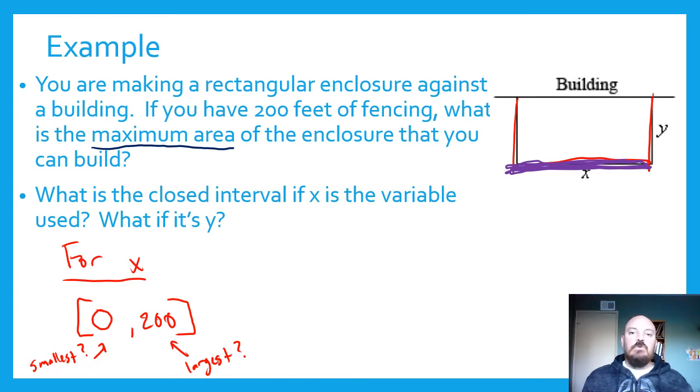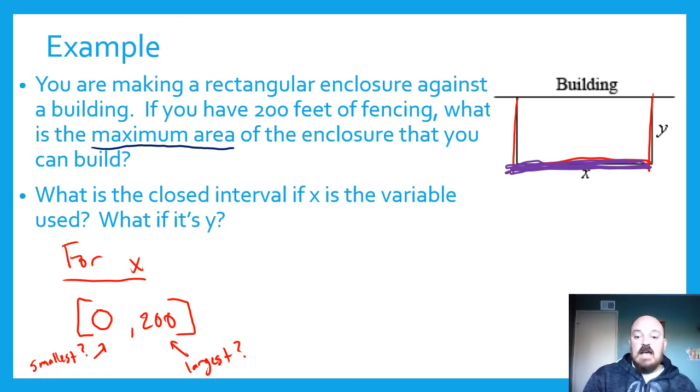So that's how you create the closed interval for these problems: you ask yourself in the question, what's the absolute smallest that number can be? And what's the absolute biggest based on what the question describes? So for this question, for that one side there, that x, the smallest it could be is 0, and the biggest it could be is 200.